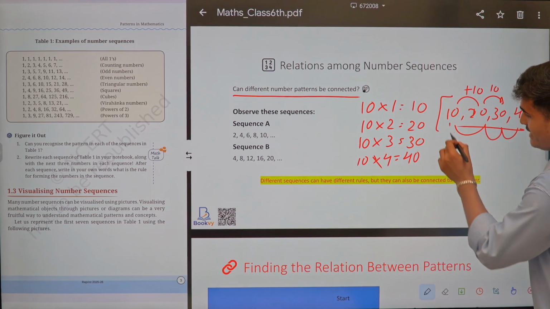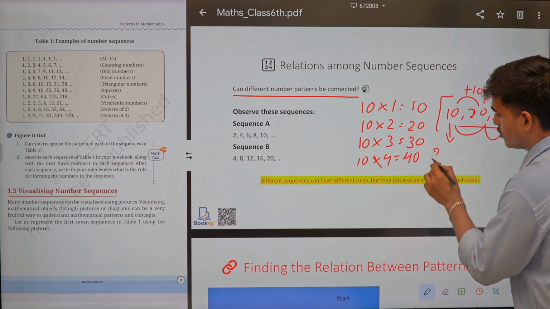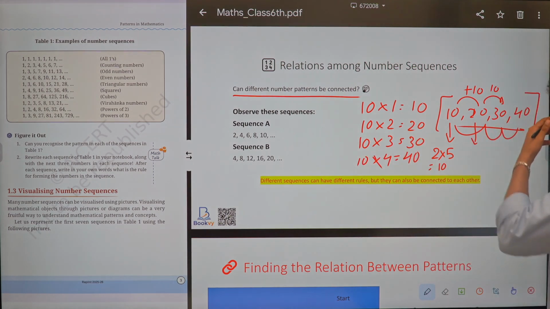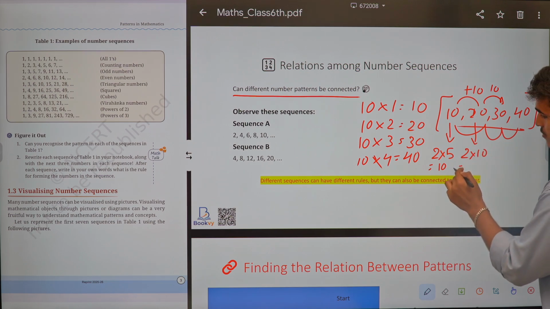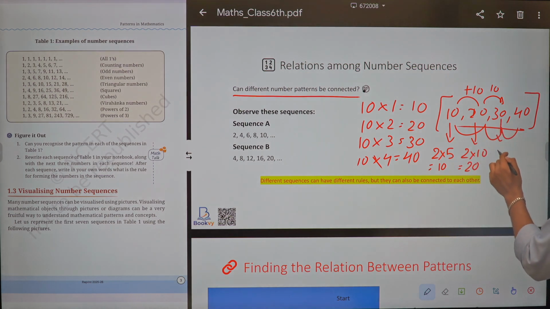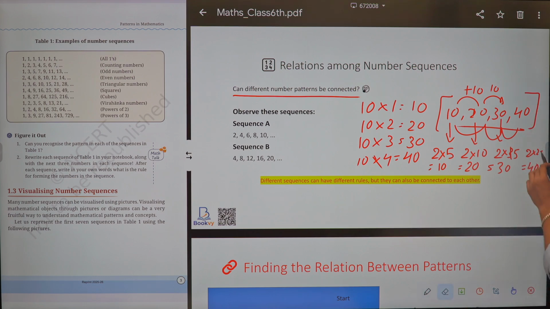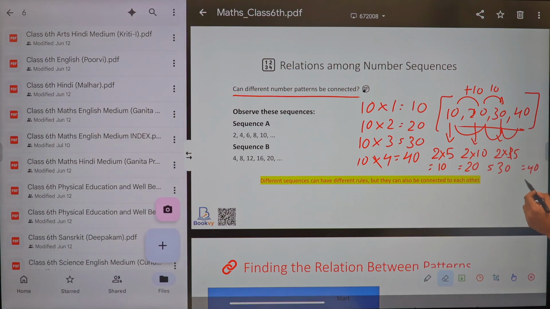For example, the 10, if you break it down, you will get 2 5s are 10. So 20 is 2 multiplied by 10. And 30 is 2 into 15. For 40, 2 multiplied by 20, we will get 40.